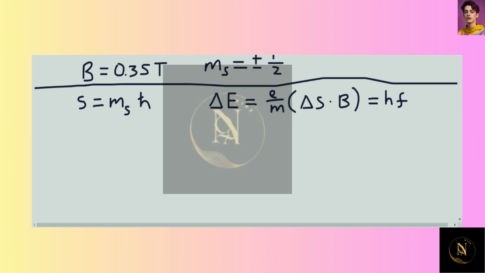that the spin state S, the spin angular momentum, is equal to m sub s times h bar, where h bar is Planck's constant divided by 2 pi. The possible values again of m sub s are plus or minus 1/2. And the energy, delta E, is equal to the charge of the electron divided by the mass times the dot product of the change in the spin state from the flip dotted with the magnetic field B. But of course, the change in energy is also equal to Planck's constant times the frequency, so we can use this to find the frequency.